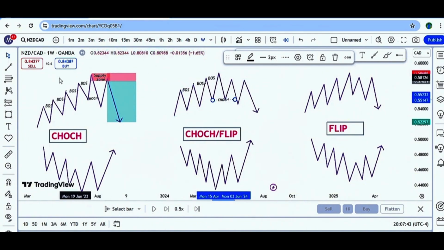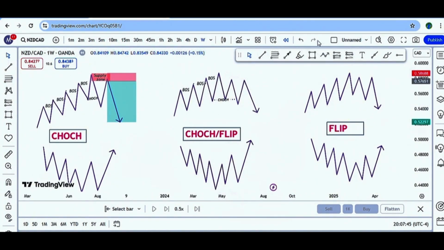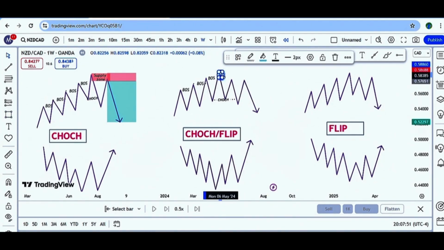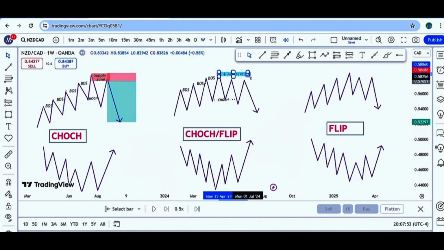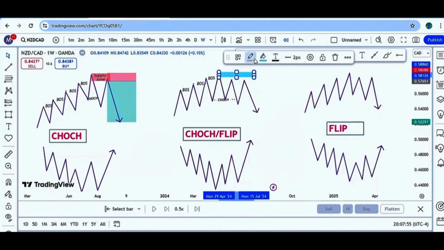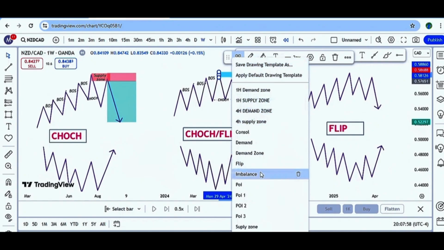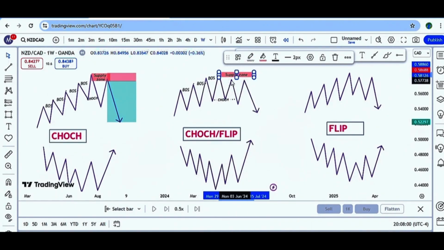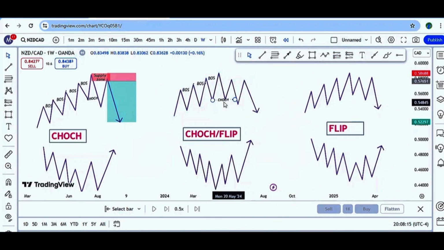What I'm going to do here, I'm not going to be marking here as my supply zone anymore. Here is not going to be the valid supply zone because actually price was heading to the upside and it reversed here. So it what? It flipped. It flipped and changed character too.